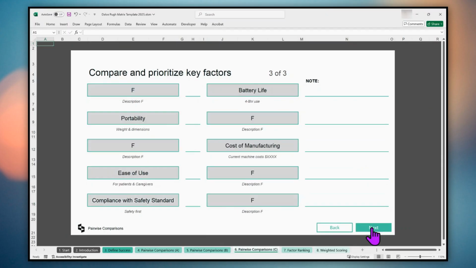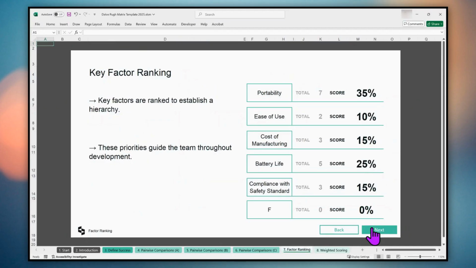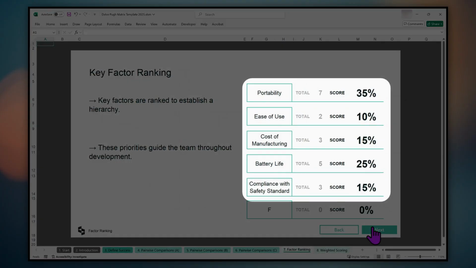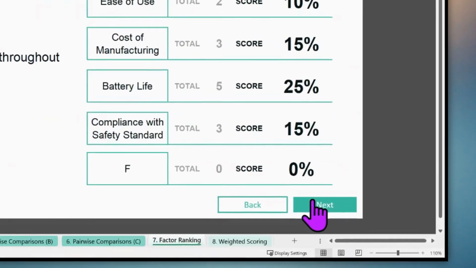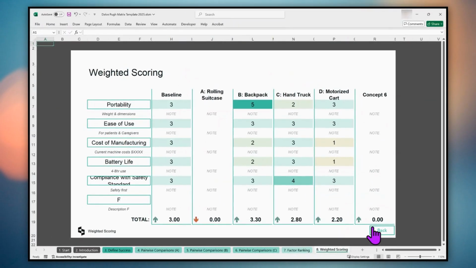Upon completion of this activity, we can observe a weighted scoring, a ranking of each factor based on the comparative decisions made. Looking at the scores, we note that both portability and battery life stand high at 35 and 25%. These are followed by compliance with safety standards and cost of manufacturing at 15%, and ease of use at 10%. Transitioning to the next slide, we apply this weighted scoring to each of our concepts.